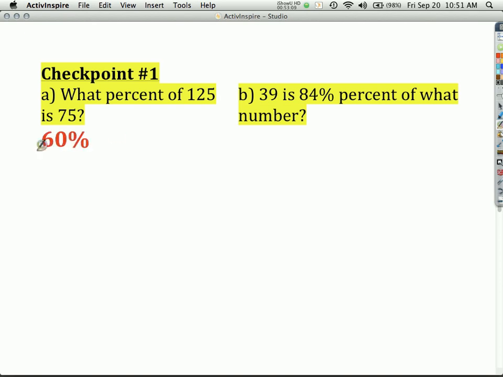Yes, it is 60%, and you have to put the percent symbol. If you don't have the percent symbol, only give yourself half. And on a quiz, I will mark it wrong. On a test, I will mark it wrong. Has to have the percent symbol.